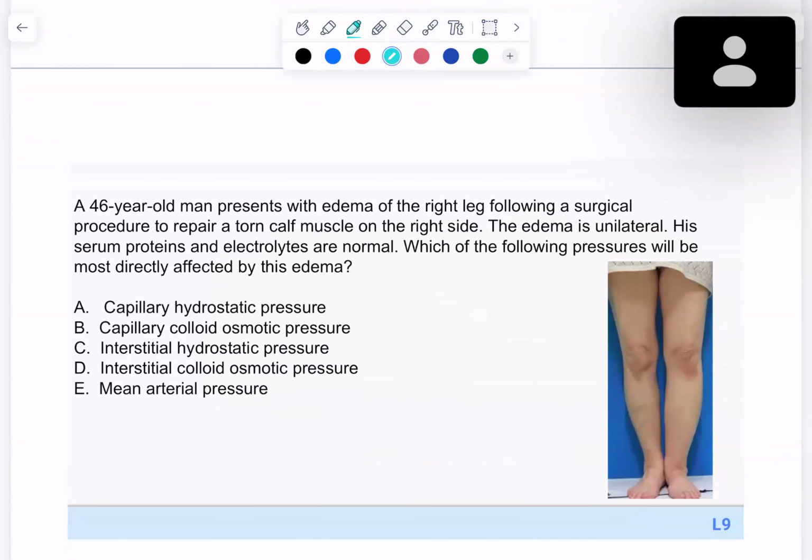A 46-year-old man presents with edema of the right leg following a surgical procedure to repair a torn calf muscle on the right side. The edema is unilateral. His serum proteins and electrolytes are normal. Which of the following pressures will be most directly affected by this edema? Focus on the fact that this is unilateral and that serum proteins and electrolytes are normal. He also had a surgery.